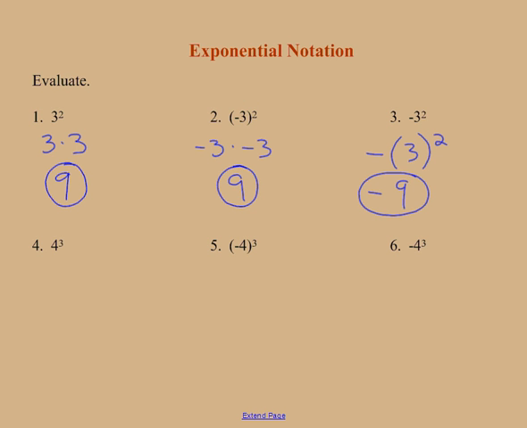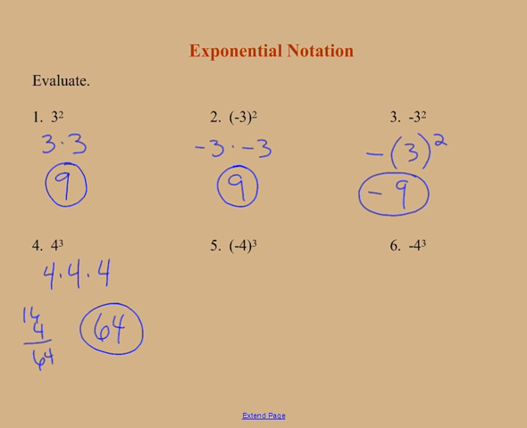All right, number 4, 4 cubed. When it's cubed, it's like it's multiplied by itself 3 times. So 4 times 4 is 16. 16 times another 4 is, let's see, 16 and 4. 4, carry the 2, 64. 64 is our answer.